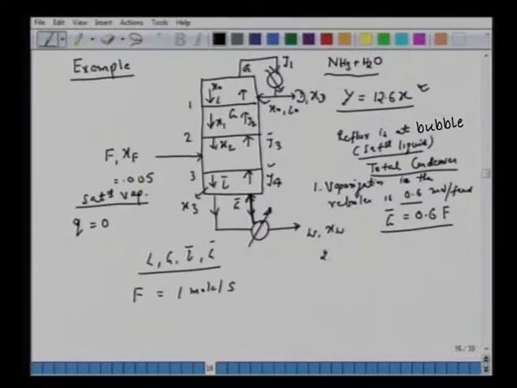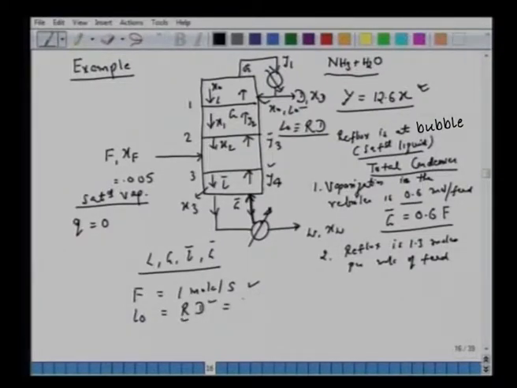Number 2, reflux is 1.3 moles per mole of feed. So when this is D here, your L0, which goes back as the reflux, is R into D, if R is the external reflux ratio. Here reflux is 1.3 times per mole of feed. So when we choose F as 1 mole per second, L0, which is R into D, where neither D nor R is given, equals 1.3, same units, moles per second.